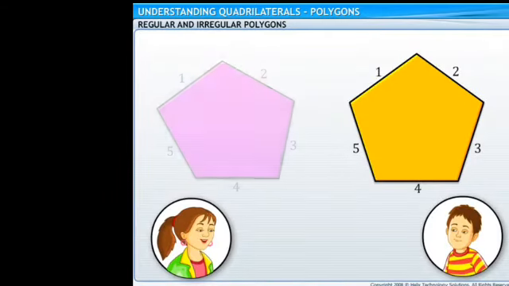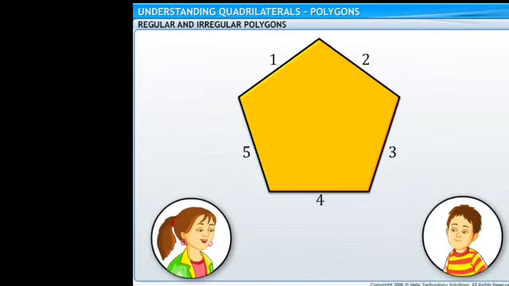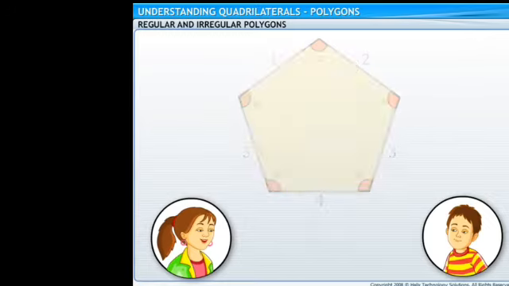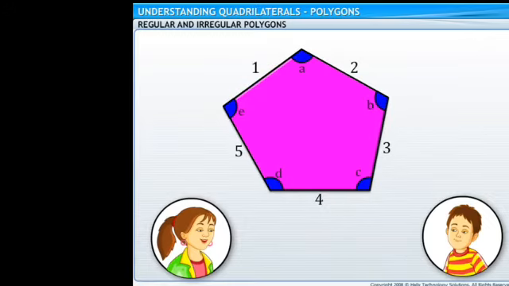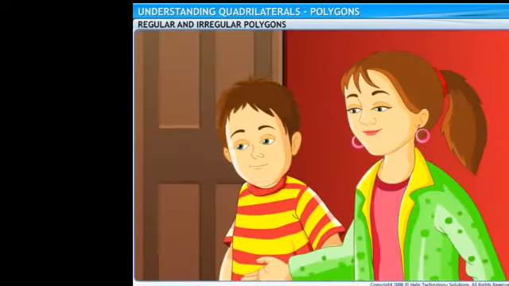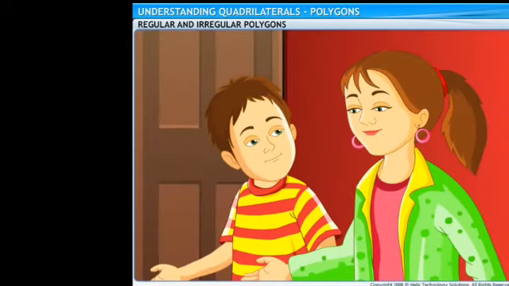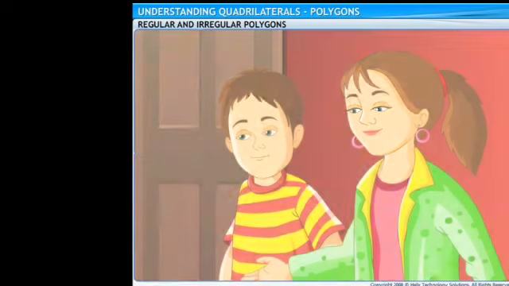Look at this polygon. Each side of the polygon is of the same length. Also, the measure of each angle is equal. On the other hand, in the first polygon, the lengths of the sides and the measure of the angles vary from each other. Oh yes! Then how can we name these 2 polygons?